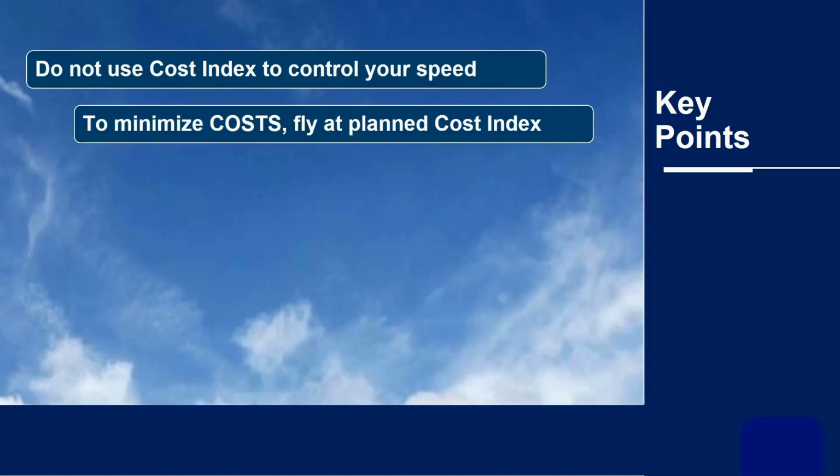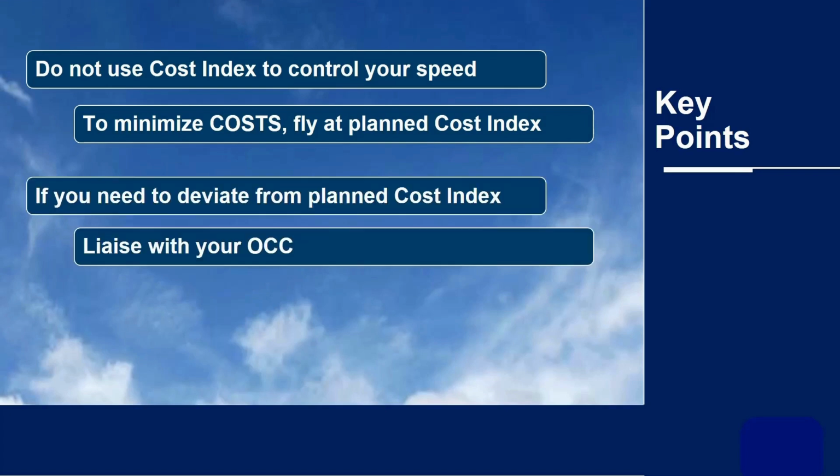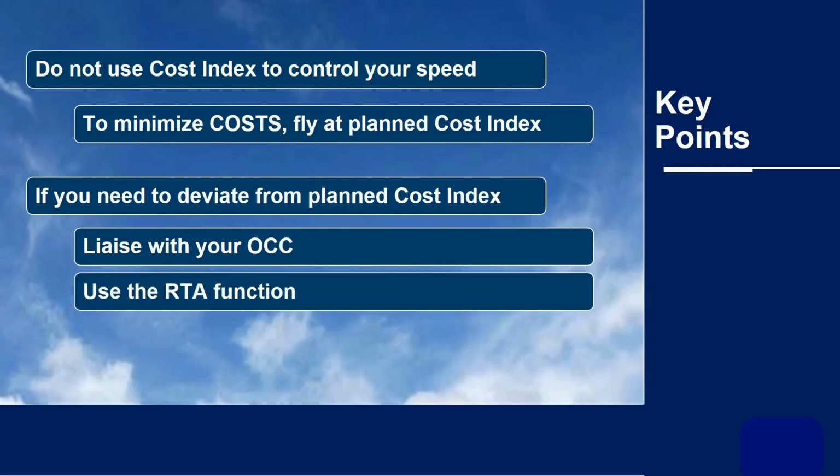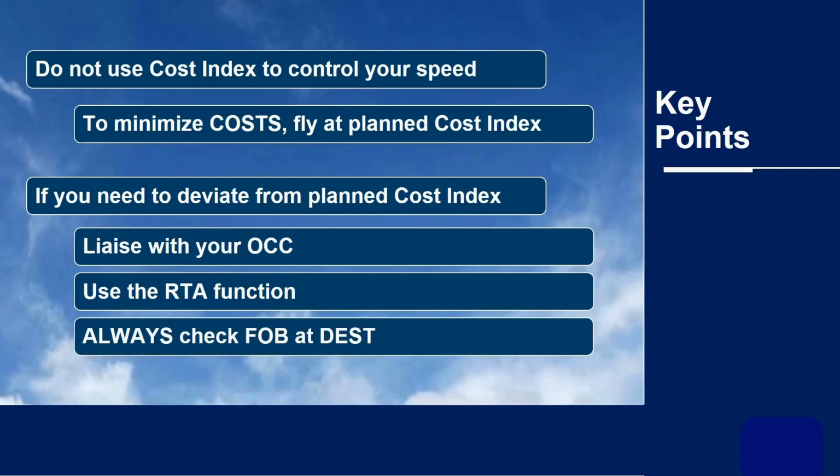Lastly, if there is an additional issue like a time constraint, you can consider changing your cruise speed, but remember, to make this decision, you might need help from your OCC. Use the RTA function, but always check fuel on board at destination. If you change plan, have you got enough fuel on board?